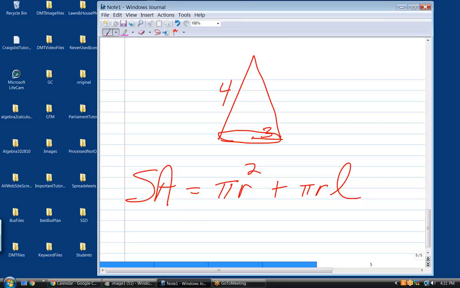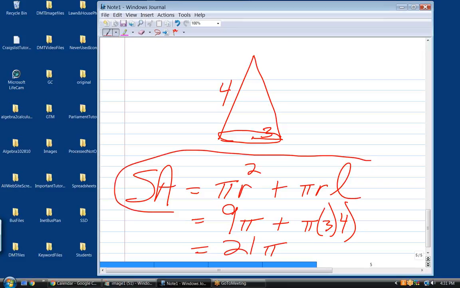So now we just fill in everything. Well, r is 3, so that's 9 pi. Pi times 3 times 4, that's 12 pi, so our total is 21 pi. It really becomes a piece of cake if you can memorize those. So if you have a quiz tomorrow and you got to memorize stuff, make sure you understand the general formula for the surface area of all of these objects.